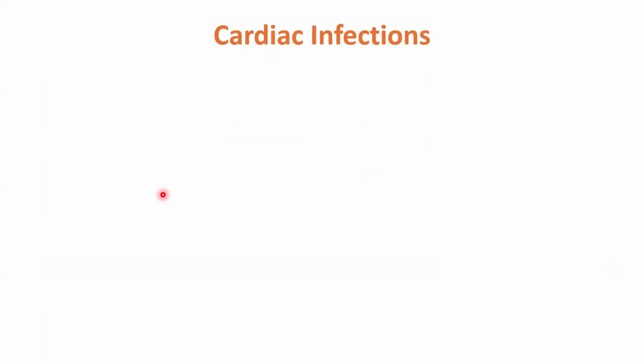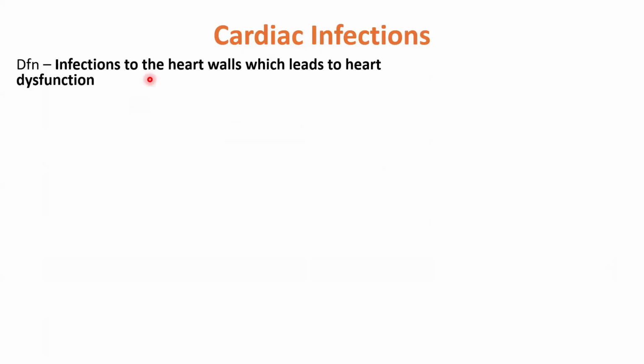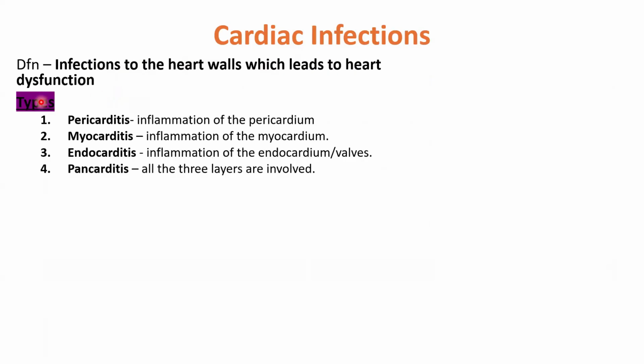Okay, so now we can go to cardiac infections. By the word itself, cardiac means heart, infections means being affected. So these are infections of the heart walls, related to heart dysfunction. And for examples of the types of these infections, remember the layers of the heart. We had endocardium, myocardium, and epicardium, which is pericardium.